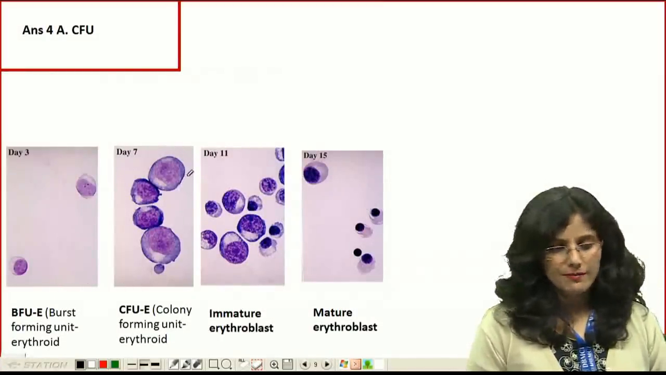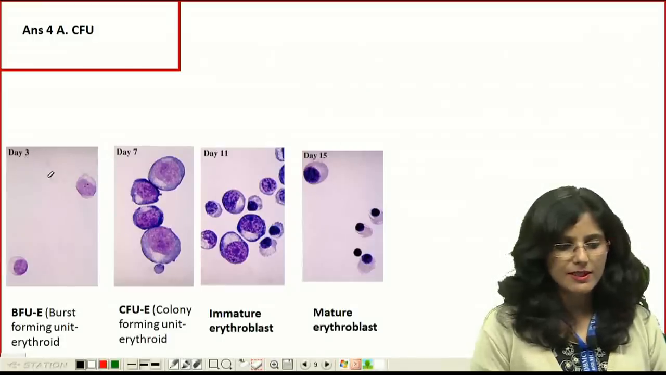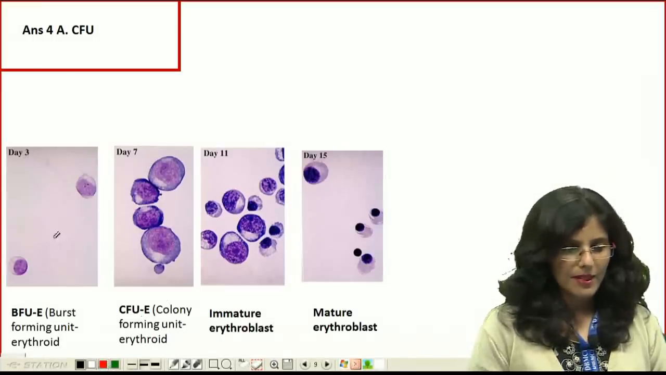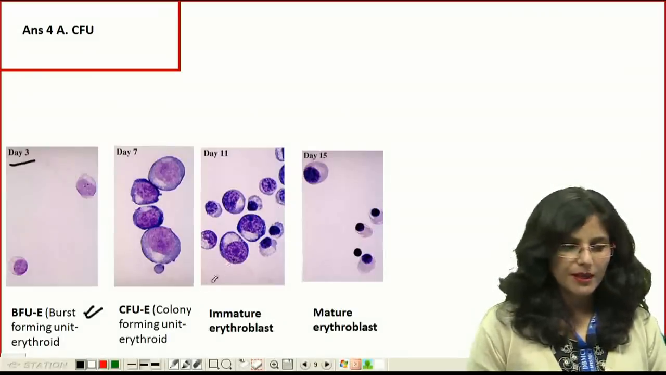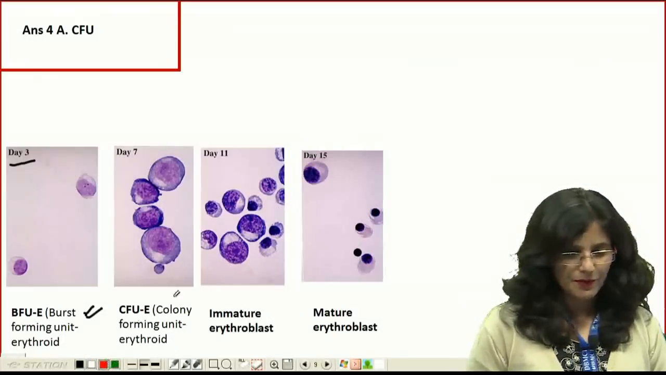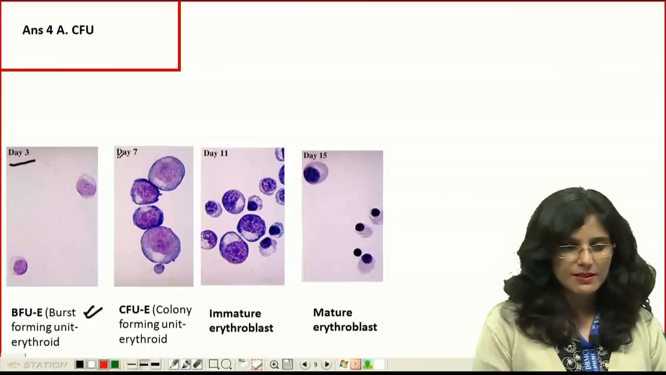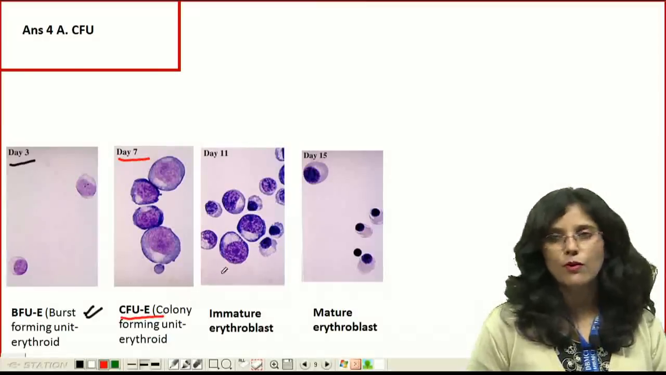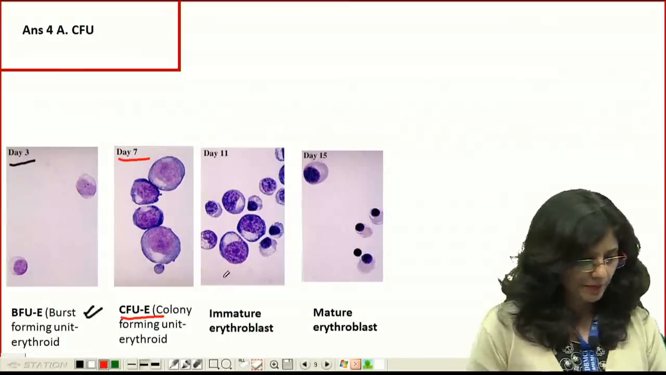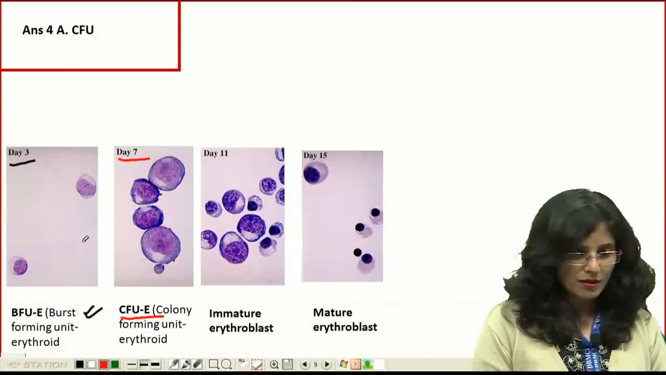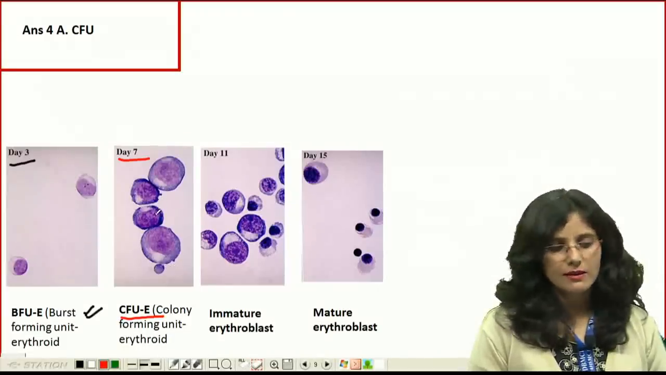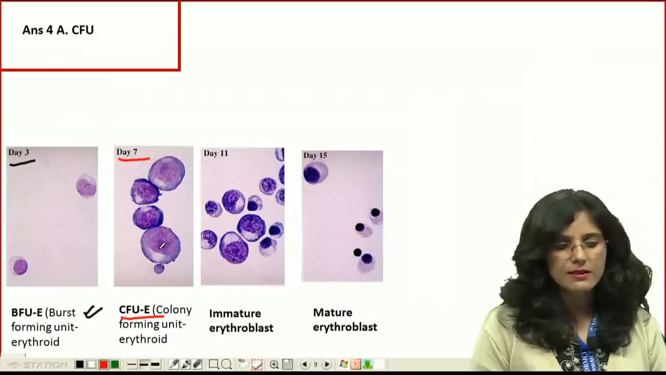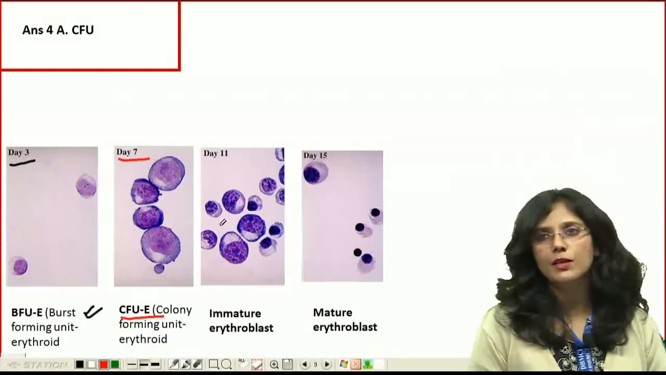During the differentiation, the initial cell, which is the day 3 cell, is the BFU, which is burst forming unit, erythroid series. After that, on day 7, you see the colony forming unit of erythroid. The BFUE cells are small, and the CFUE cells are larger, and they are the cells just before the formation of the hemoglobin.